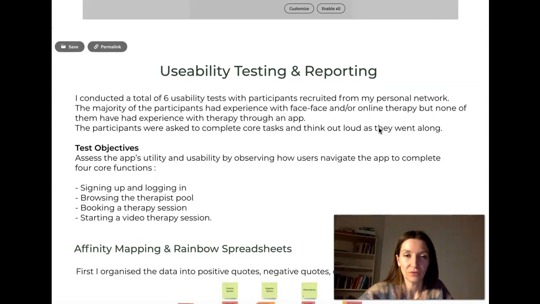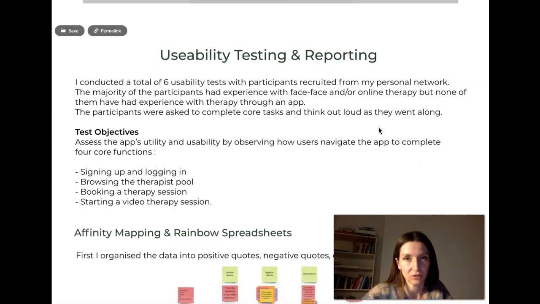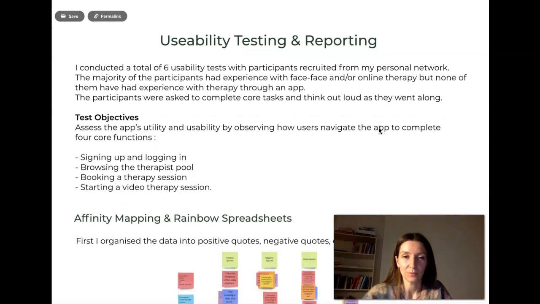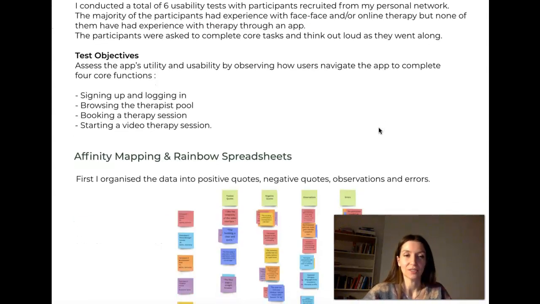So, a quick overview: I conducted a total of 6 usability tests, and each of the participants were recruited from my personal network. And they were asked to complete core tasks and think out loud as they went along, so that I could take notes and analyse their interactions with the app, and then make deductions from that. And the overall test objectives were to test the core functions, being, again, signing up, logging in, browsing the therapist pool, booking a therapy session, and starting a video therapy session.